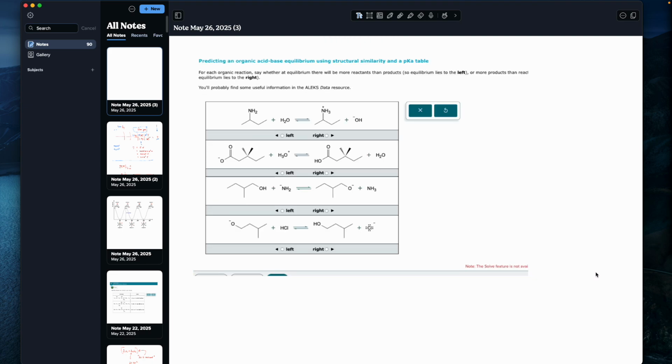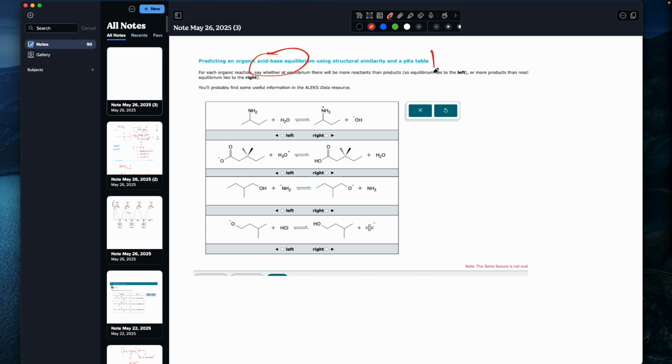okay? So when I get something like this, I'm being asked here to predict which direction this goes, to the right or to the left, right? To the right or to the left. And so I have to look at this and say, well, I don't know what's going on. First of all, okay, I see. It's an acid-base reaction.